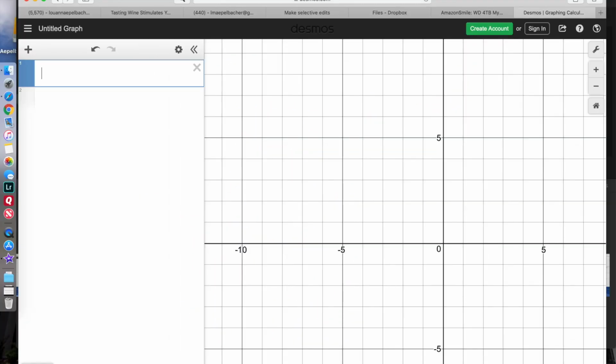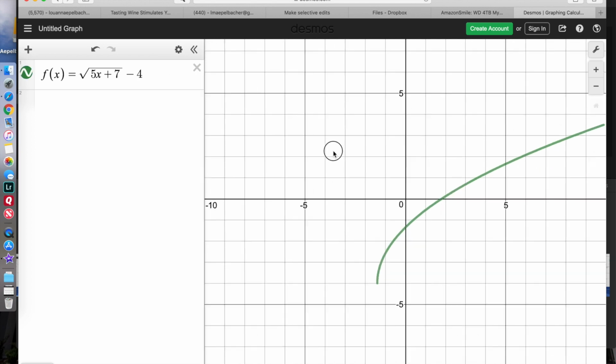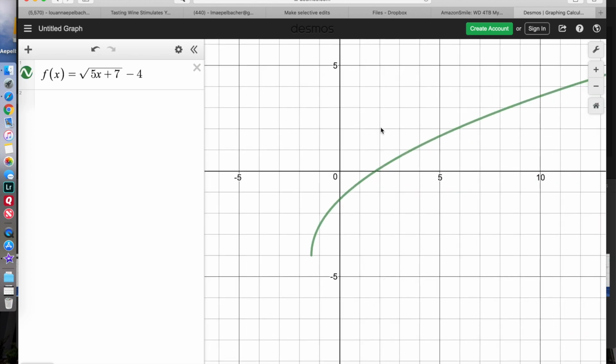Number 12b, so f of x is equal to the square root of 5x plus 7. I'm going to right arrow to get outside of the square root, and then minus 4. And now, again, we're looking for zeros in this one, so click on the graph to select it, and then click on the point that is a 0. Remember that zeros are x-intercepts, and that is 9 over 5 that we found algebraically, and if you divide 9 divided by 5, you'll get 1.8, or 1 4/5.